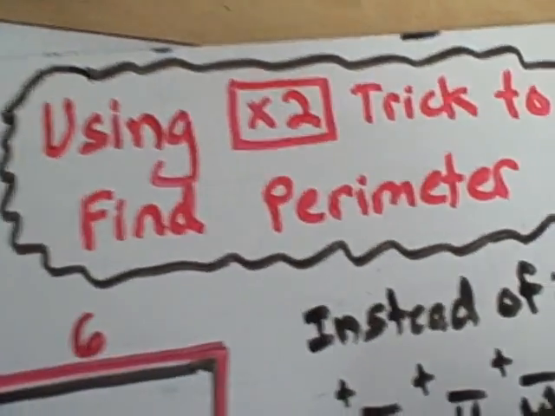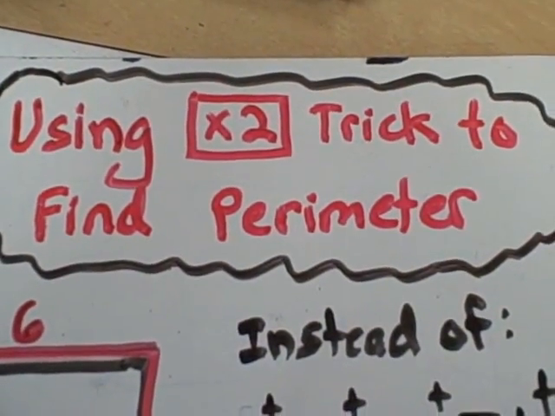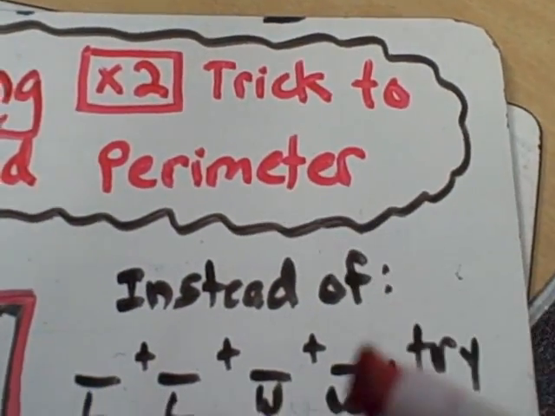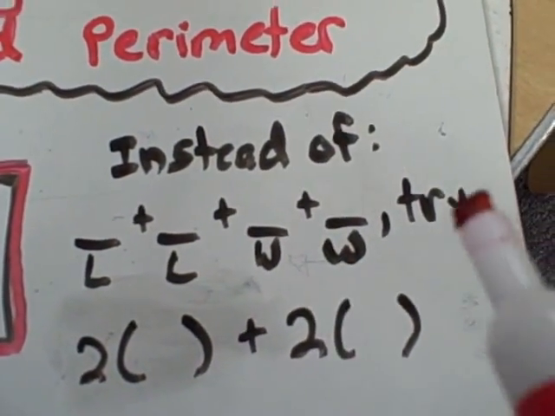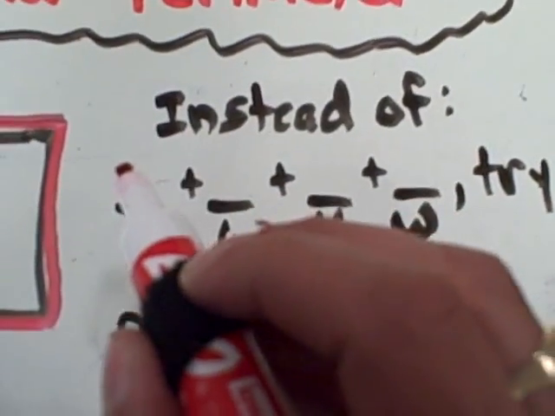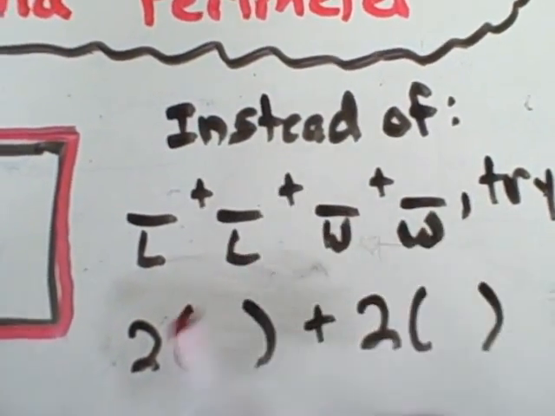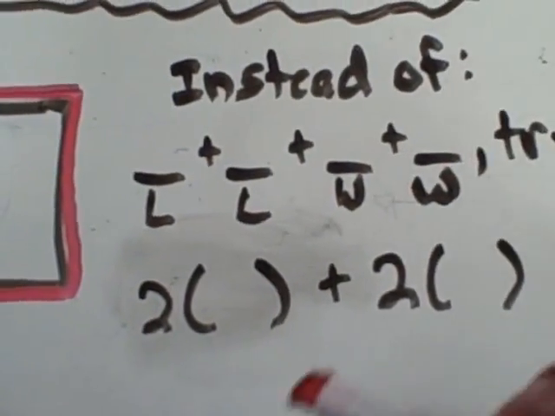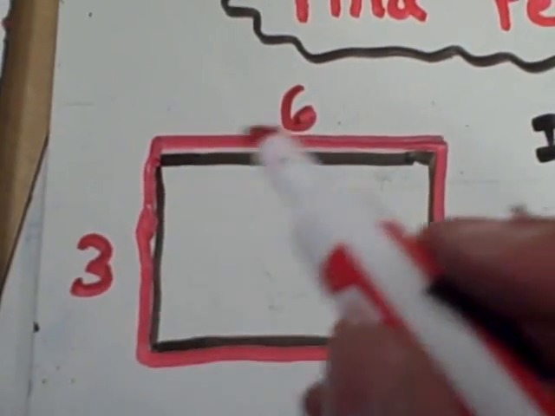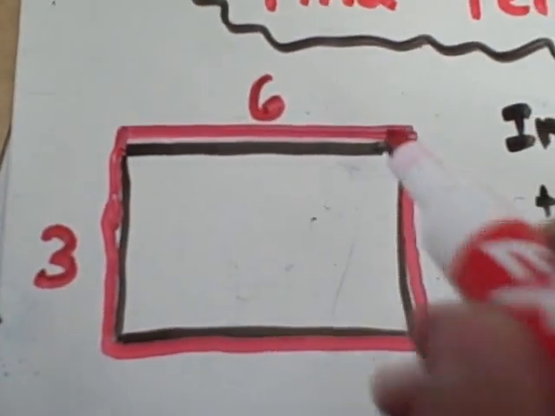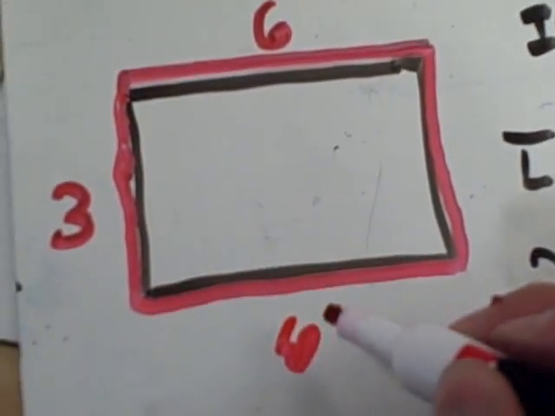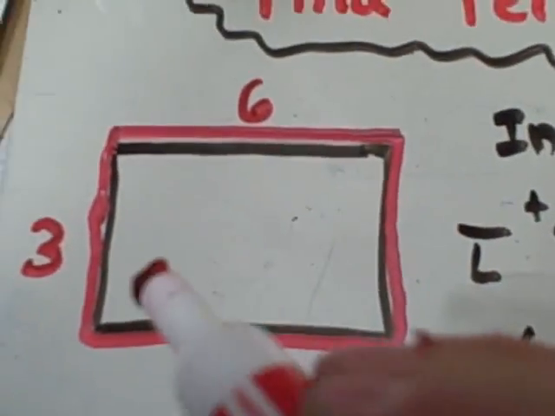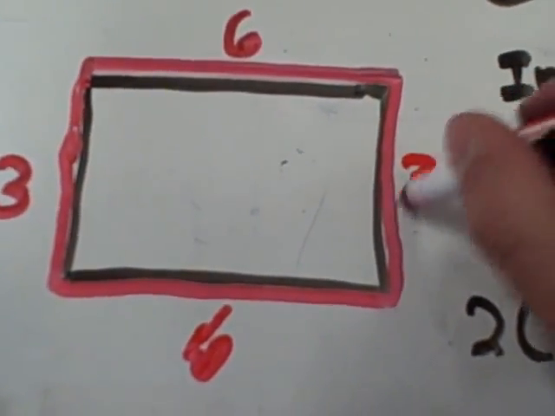Now that we know that, I'm going to teach you the times 2 trick to find perimeter. Okay, and the times 2 trick states that instead of doing length plus width plus length plus width, you can try something a little faster. We know that something plus itself is the same thing as 2 times that. So for example, here's a rectangle. It's a 3 by 6, width is 3, length is 6. I know that the opposite length is going to be 6. So I'll mark that down here. I also know the opposite width is going to be 3. So I'll mark that down here.